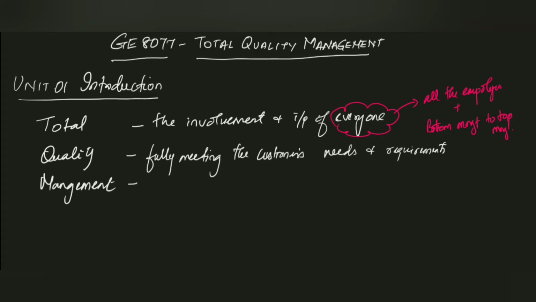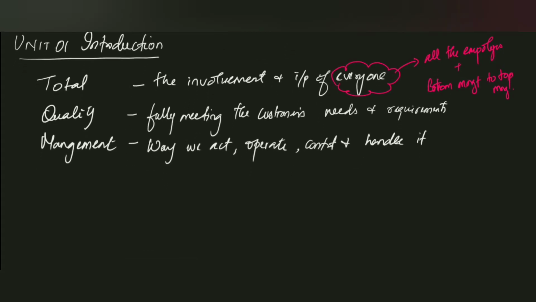And management is nothing but the way we act, operate, control and handle things. So total quality management can be easily defined separately like this: total refers to the involvement and input of everyone in a company or a service, quality means how to meet the customer's requirements and needs, and management refers to the way we act, operate, control and handle the situations and everything.